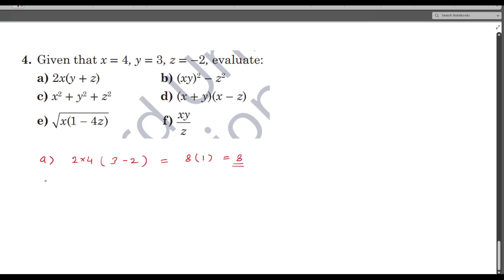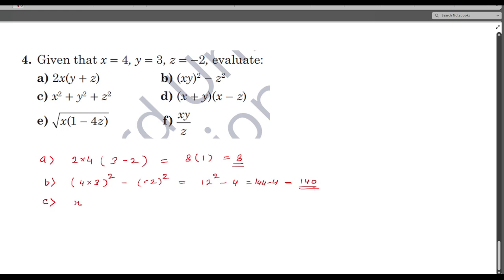Now B part. It is xy the whole square minus z square. Now x is 4, so 4 times 3 the whole square minus z, which is minus 2, the whole square. So 4 times 3 is 12. 12 square minus minus 2 square is what? 4. So 12 square is what? 144 minus 4. The answer is 140.